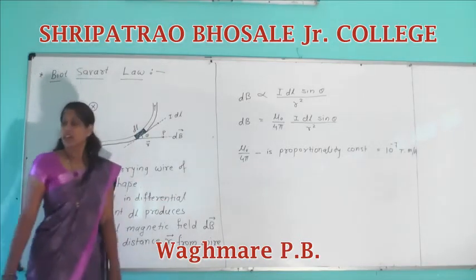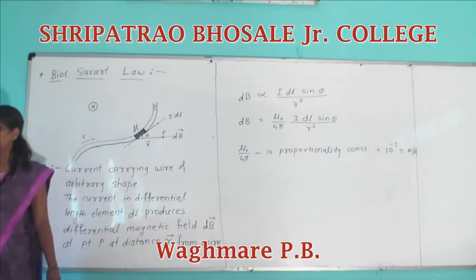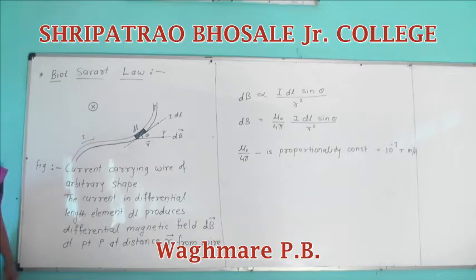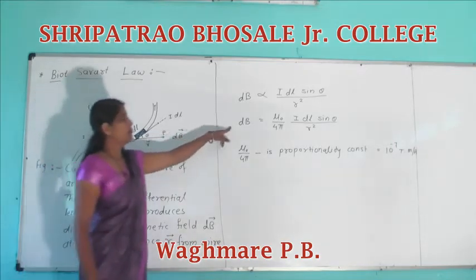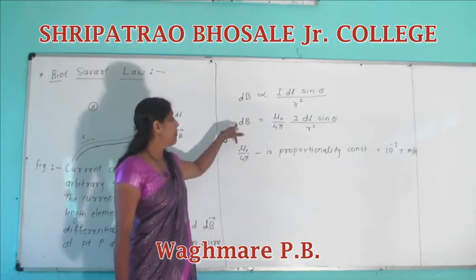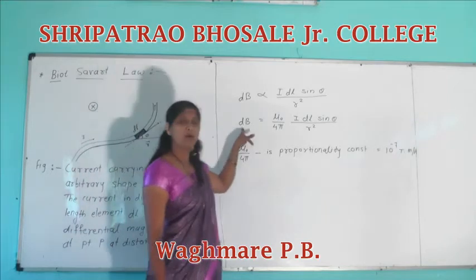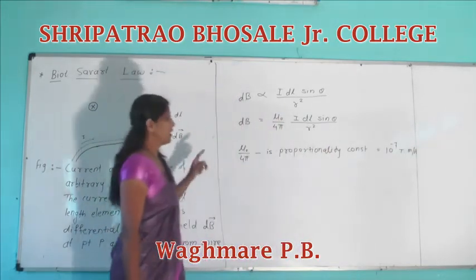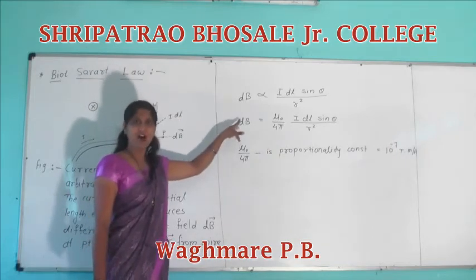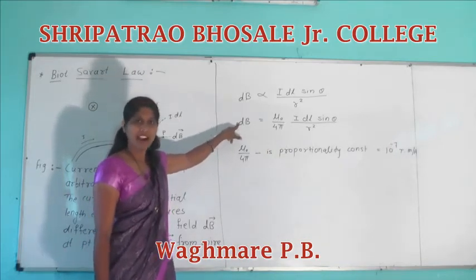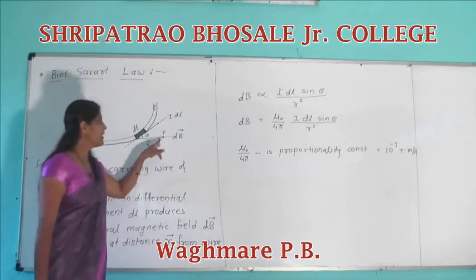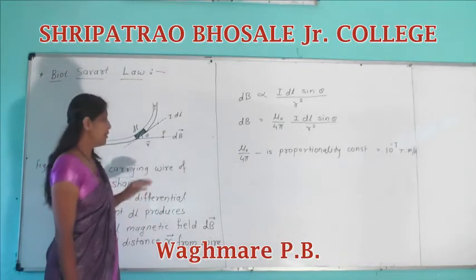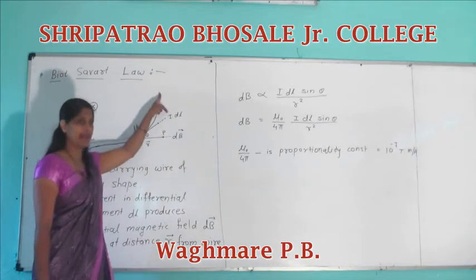Now, if we want to take the total magnetic field, then we have to take the integration of this equation. By integrating this equation, we can find out the total magnetic field at point P due to a current flowing through this wire.